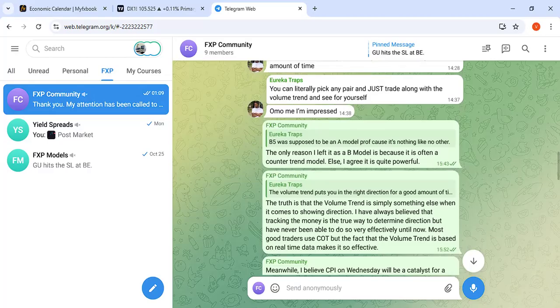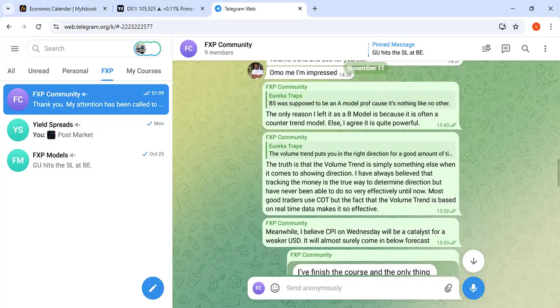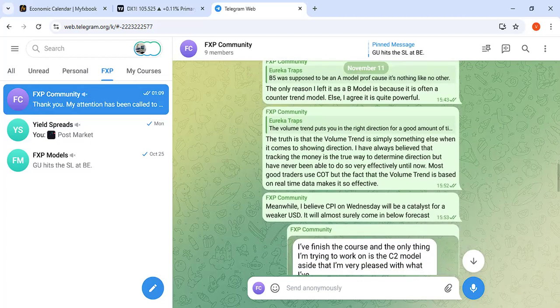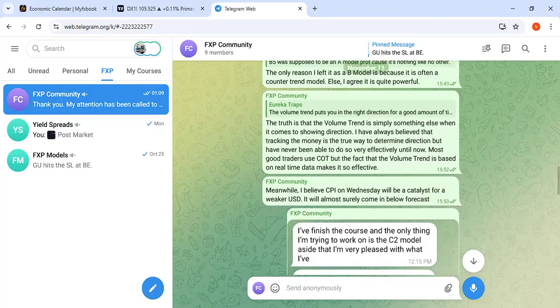Else, I agree, it's quite powerful. So normally I don't look to trade contrary to the trend, but that was just so good that I had to lift it not just to a C model but to a B model because it's really something. The truth is that the volume trend is simply something else when it comes to showing direction. I have always believed that tracking the money is the true way to determine direction, but have never been able to do so very effectively until now.